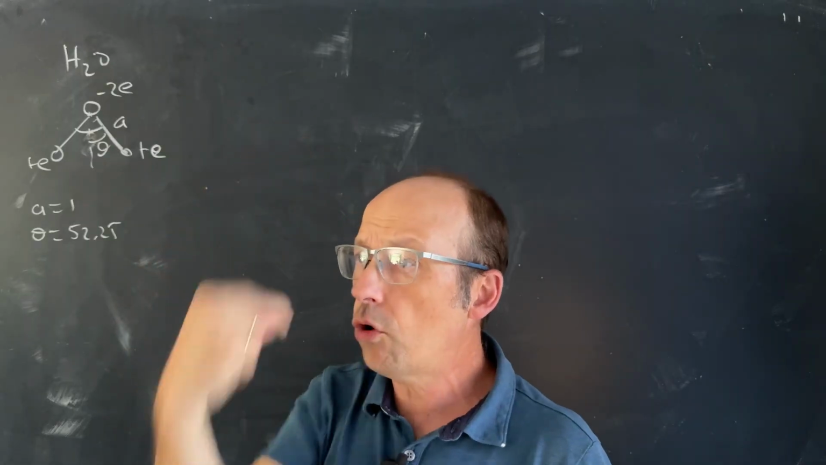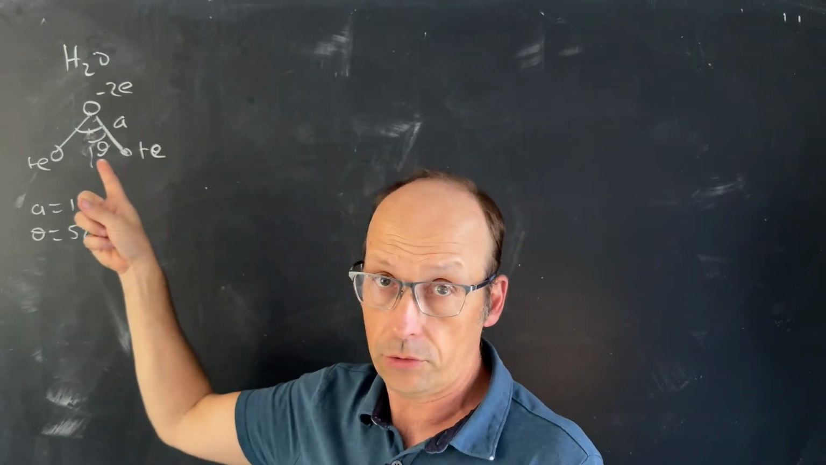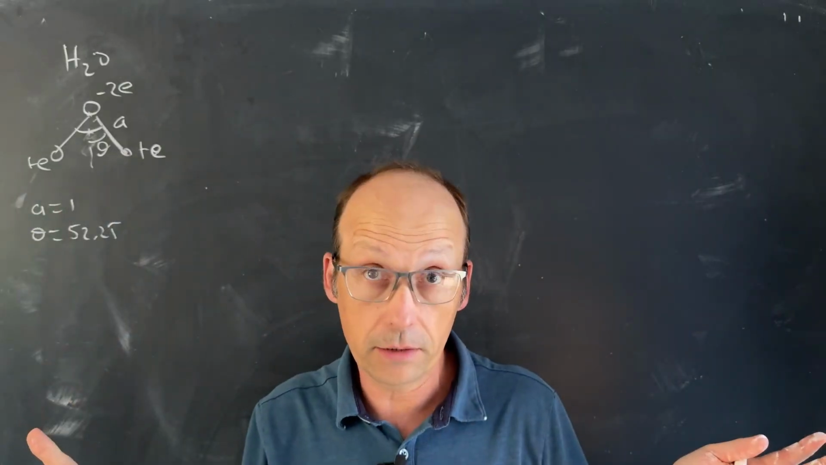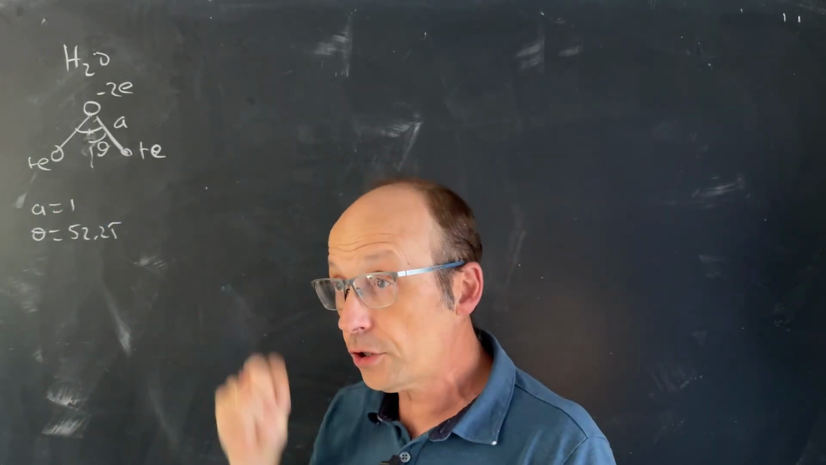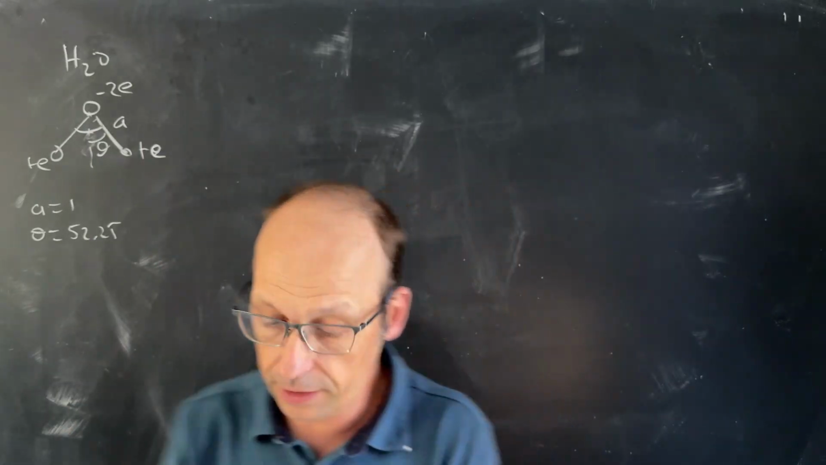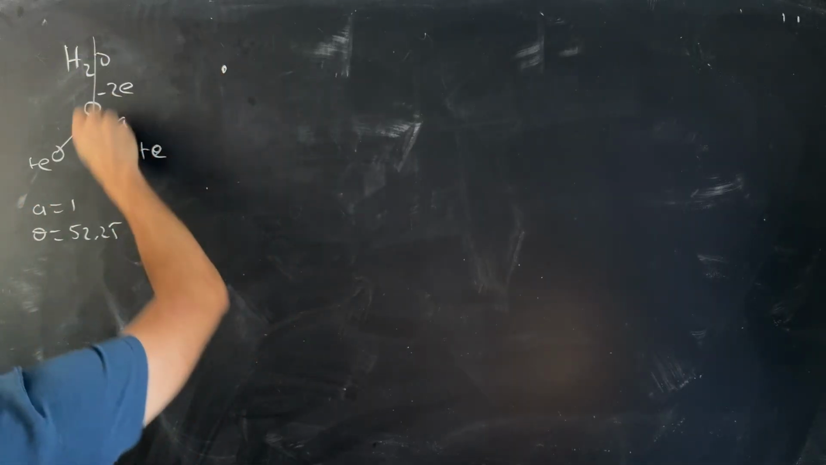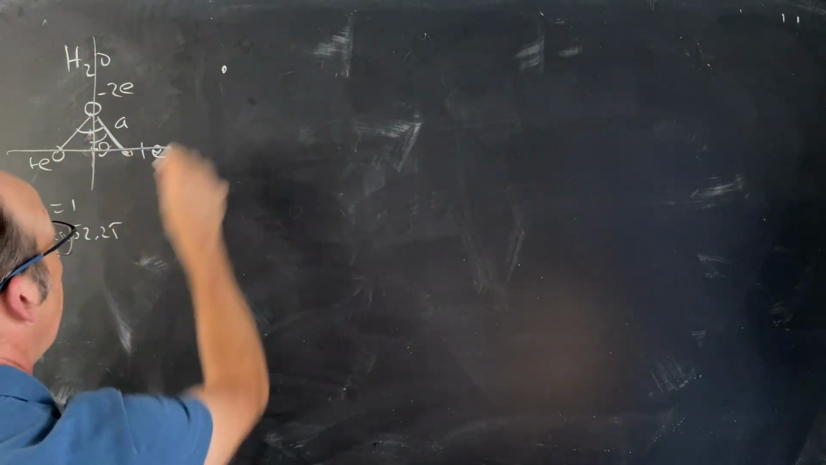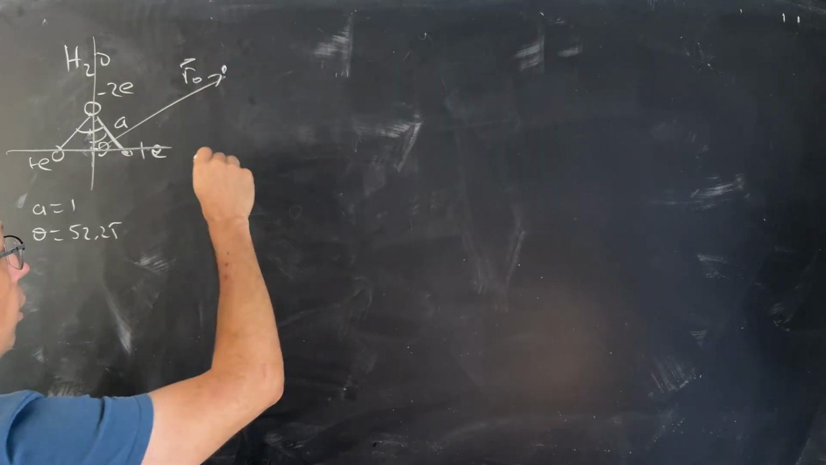Okay, so what we're going to do is find the electric field due to this water molecule, which is neutral, right? And we're going to do it two different ways. The first way is I'm just going to calculate it explicitly. I have all these charges right there, and I can calculate the electric field at some location. I can put my origin right here, and calculate my electric field at some location R0.